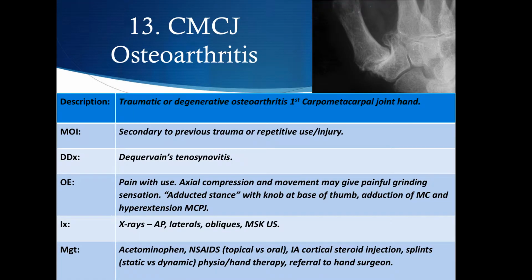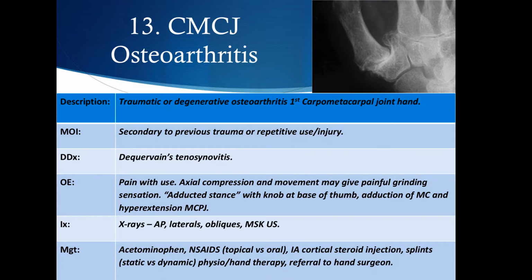The next condition is first CMCJ osteoarthritis. This is a traumatic or degenerative osteoarthritis of the first carpal metacarpal joint of the hand at the base of the thumb. It's secondary to previous trauma or repetitive use or injury. Differential diagnosis would include de Quervain's, tenosynovitis, and radial carpal injury.